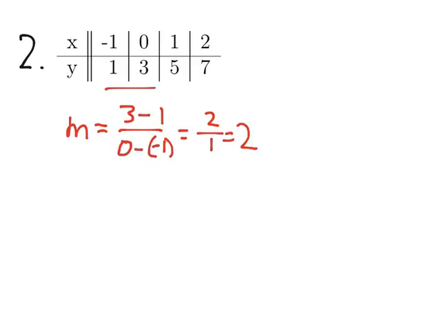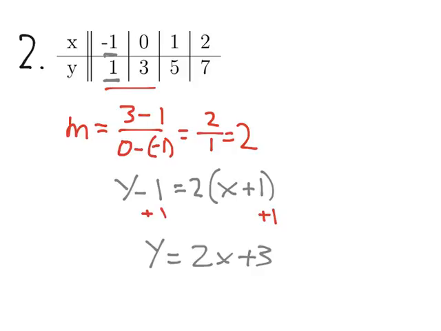Now again, using point-slope form, y minus a y value, I'll use the first column because it's nice and small, 1, is equal to m, which is 2, x minus x sub 1. For x sub 1 we have negative 1. So now again I distribute the 2 and add 1 to both sides. You'll find finally that y is 2x plus 3. And again that is in slope-intercept form.